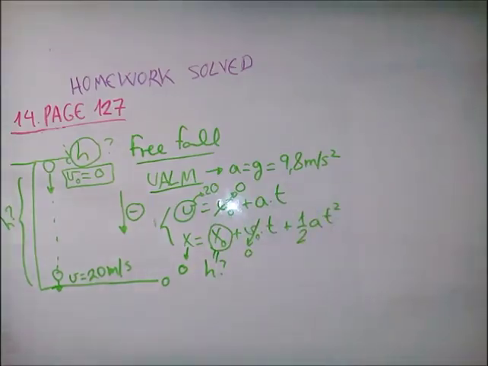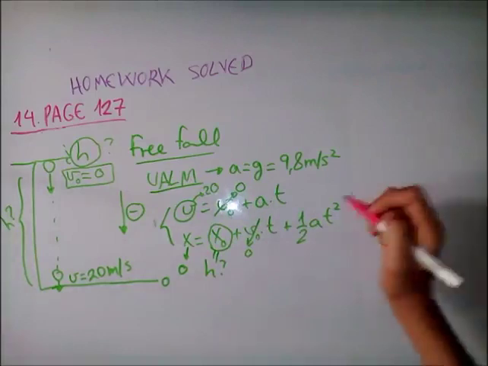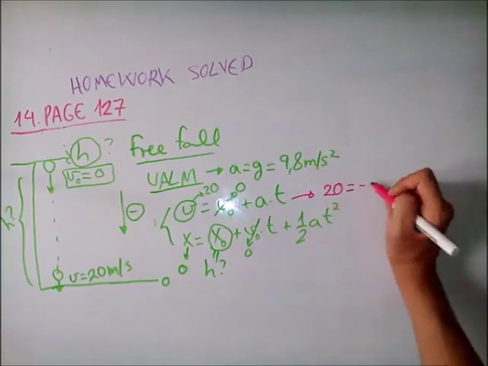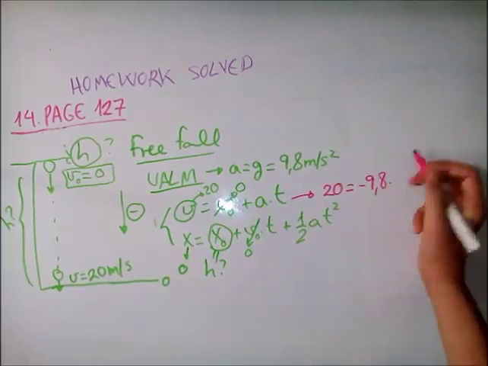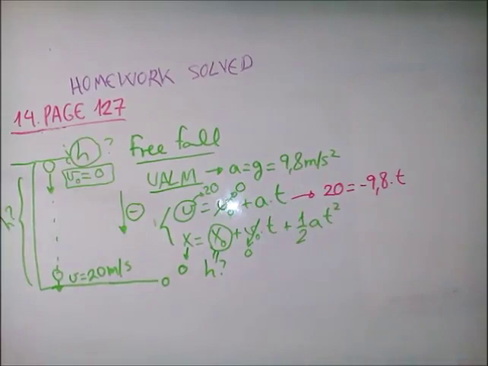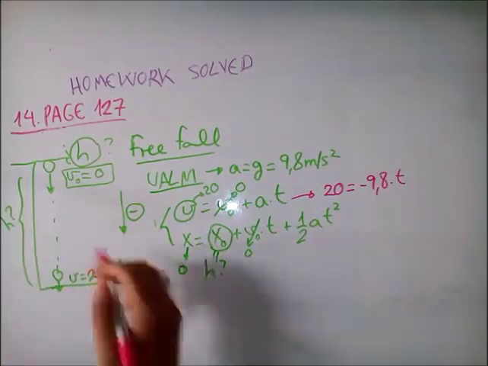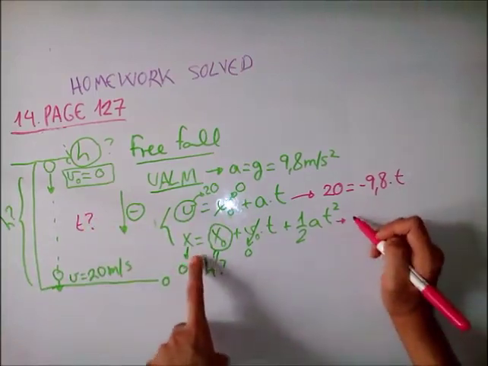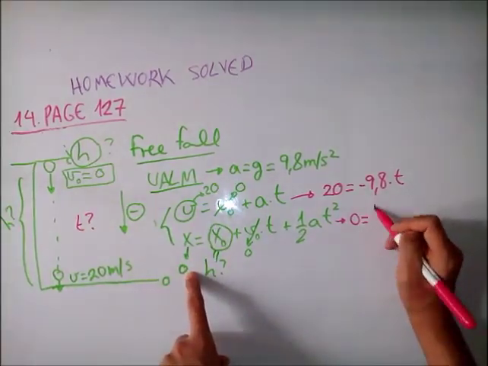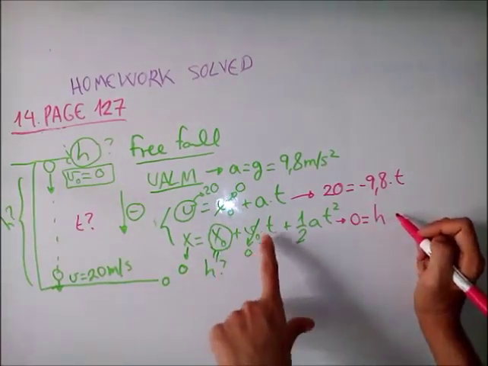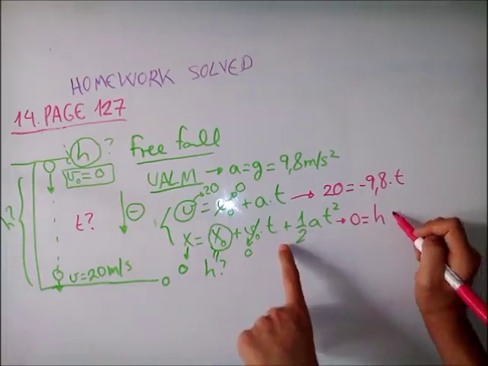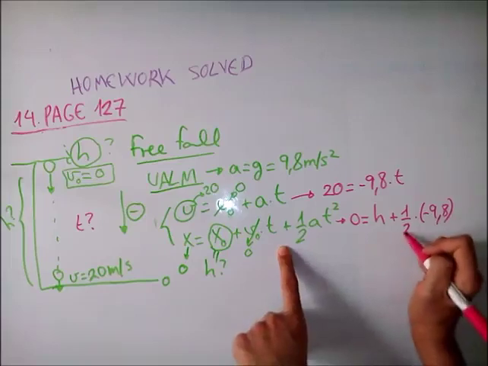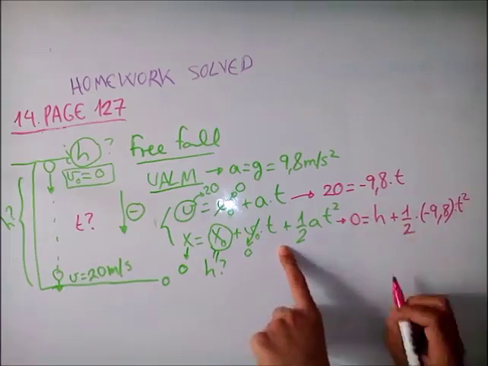So my equation becomes something like this. This would be 20 equal acceleration 9.8, which I'm going to write negative, multiplied times time. I don't know how long it takes for the ball to fall. The time, I don't know. This is one equation. The other equation tells me final position is 0 equals h, I don't know h, plus 0 times t, this is 0, plus 1/2 times 9.8 negative, times t squared, no idea how much is t.